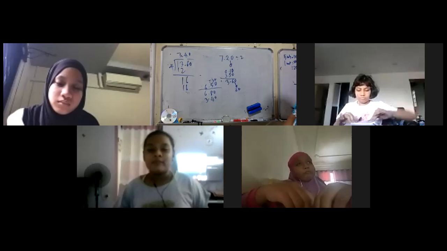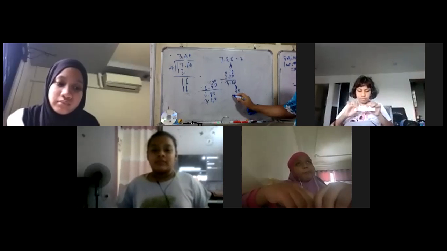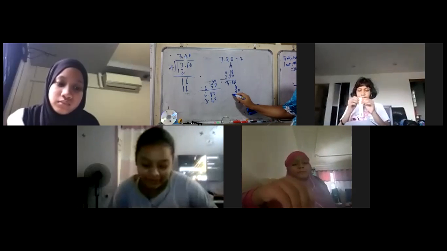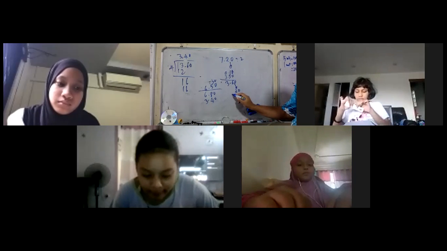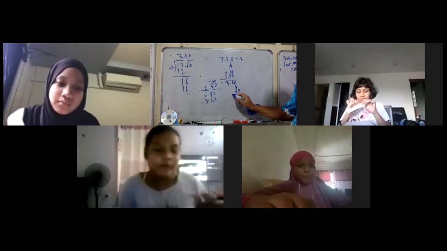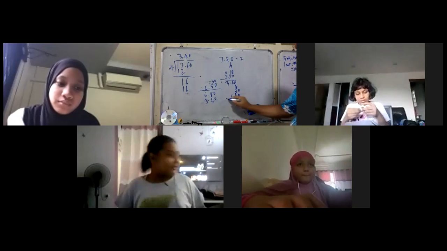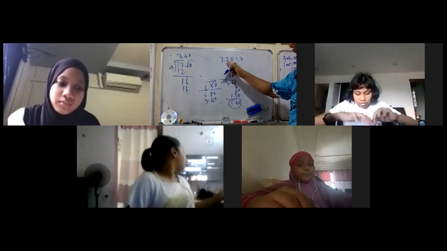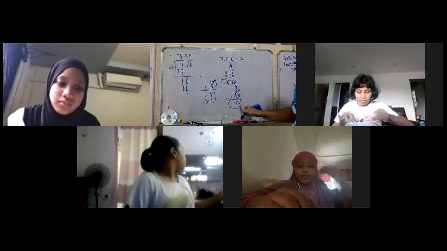$3 divided by 2. How much you get? Not 2.5. $3 divided by 2. Half of $3. 1.5. Then you add down here, you get 180. If you don't believe, use your calculator. 720 divided by 4, you will get 180.